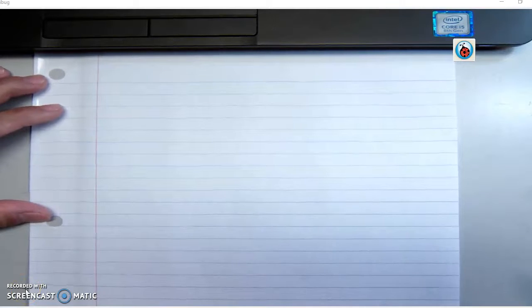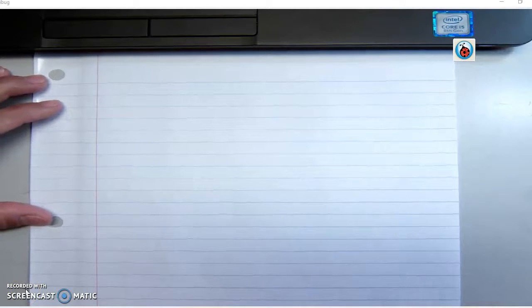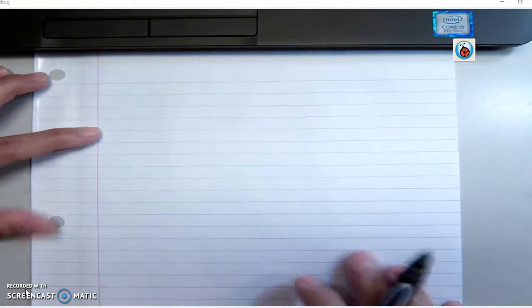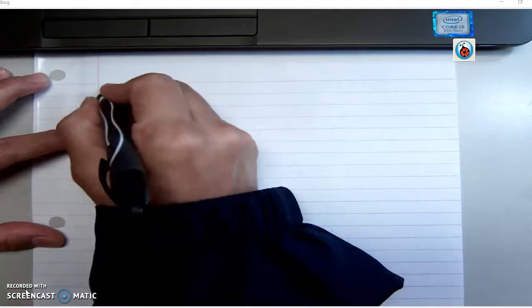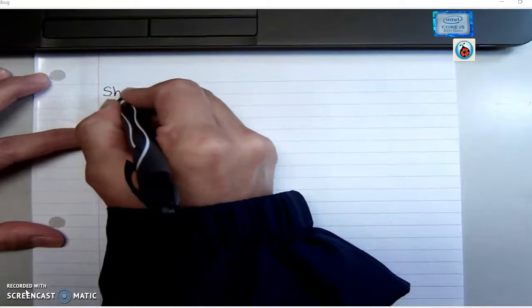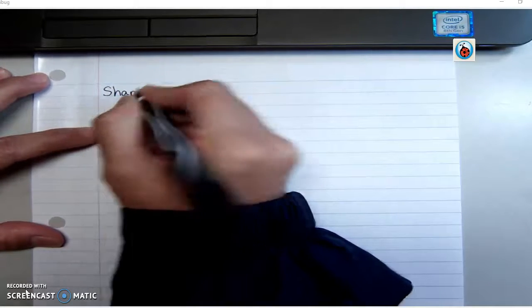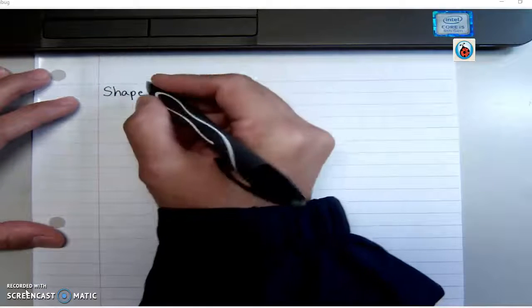Okay, so if you were absent on Wednesday, we took some notes. So I'm going to go ahead and do those notes. They're all on shape. So what we're going to first do is define shape. We're going to write the definition for shape. So with a pencil on your paper, go ahead and write that.